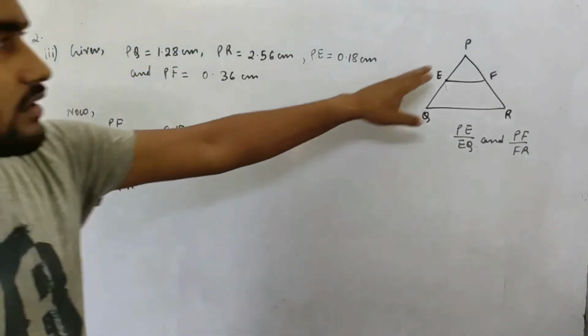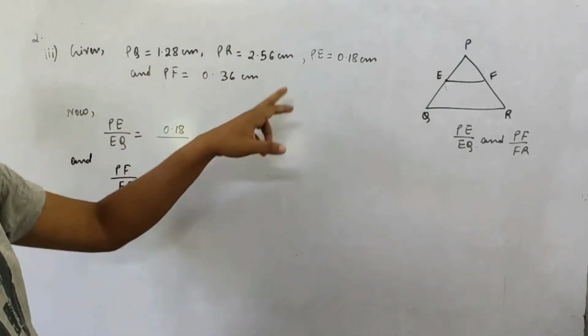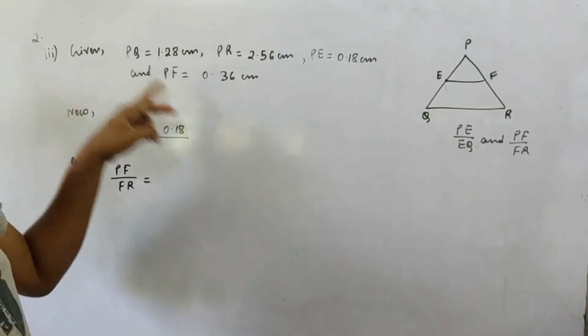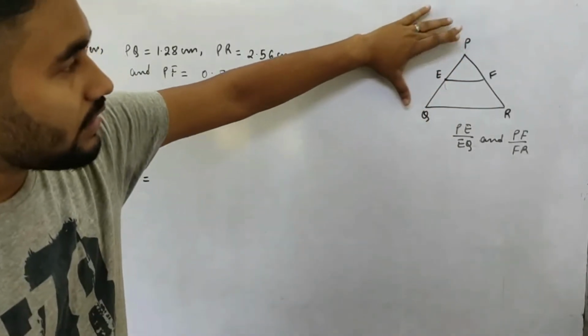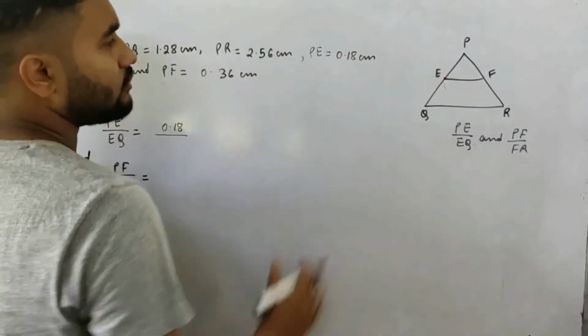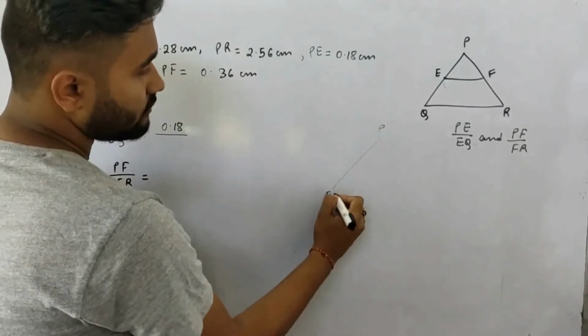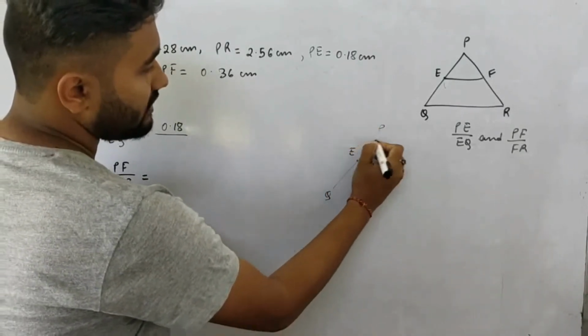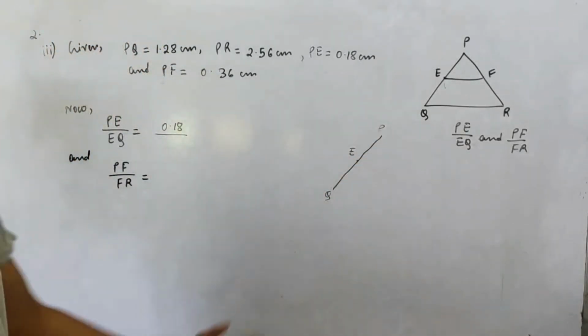See what I have over here. PE I have, right? I have PE 0.18. And what else do I have? I have complete PQ. This is PE and this is complete PQ I have. So how will I get EQ? This is PQ, P, and this is Q. And over here it is E. Understood? Now how to get EQ?